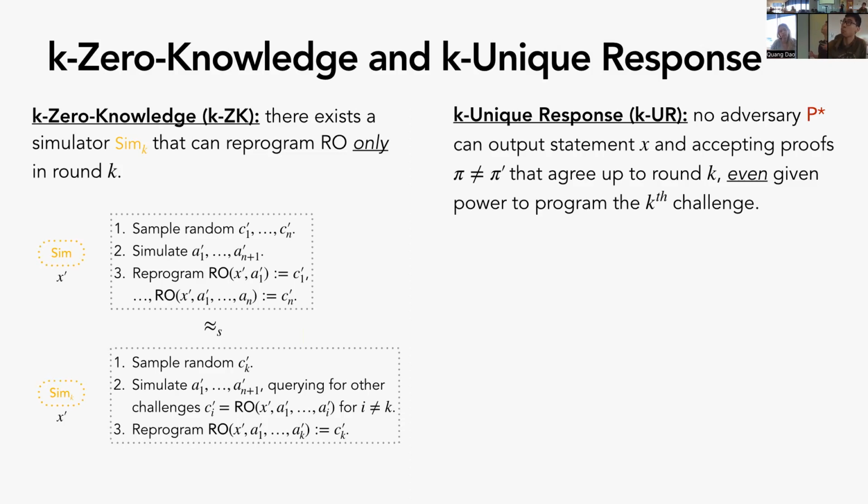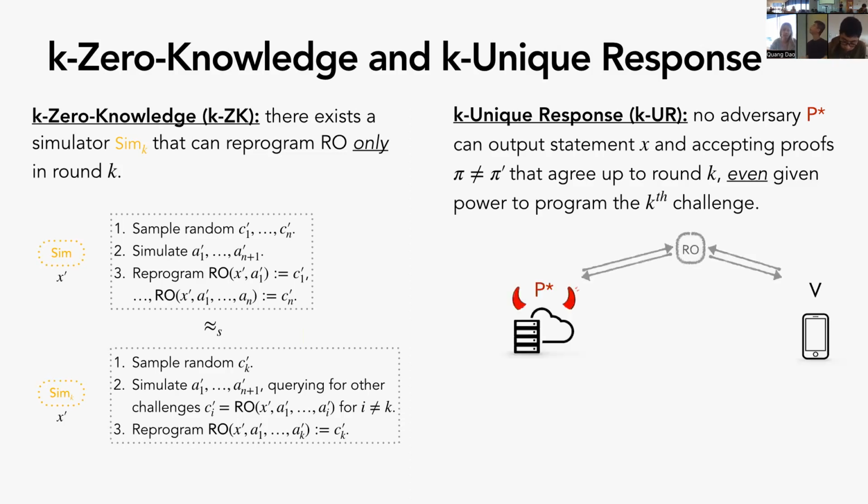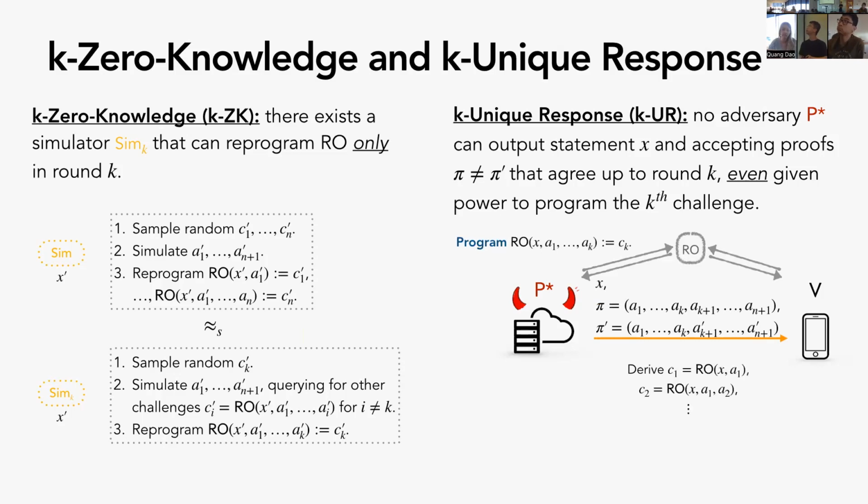Secondly, we have a notion called K-unique response. This means that an adversary cannot produce 2 different accepting proofs that agree up to round K, even with the extra power to program the Kth challenge. So even if it can choose the challenge for the Kth round, it is still not possible to make pi and pi prime agree up to round K and then diverge afterwards. This is what is roughly meant by unique response, meaning it cannot continue the proof after round K in 2 different ways.